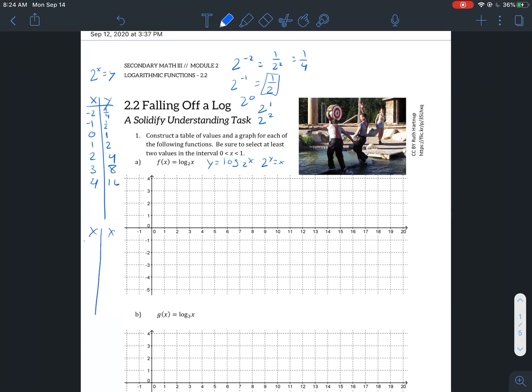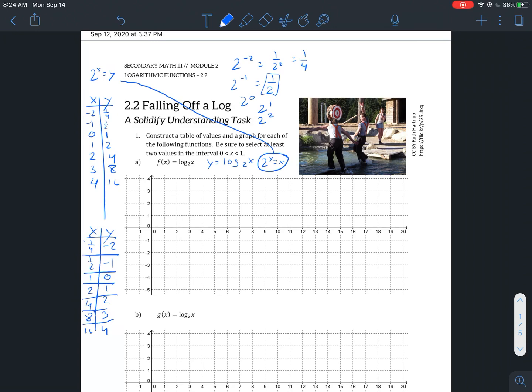So now what we can do is we can write this as a log function. So how do we write as a log function? You just switch the x and the y values. So you've got 1/4, 1/2, 1, 2, 4, 8, and 16. And then we'll plug in -2, -1, 0, 1, 2, 3, and 4.